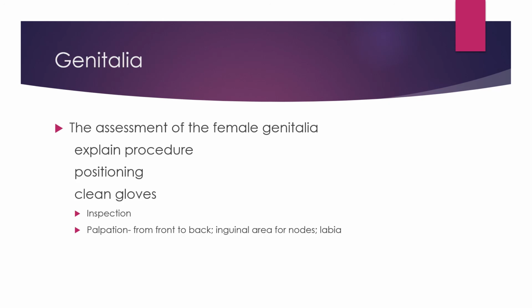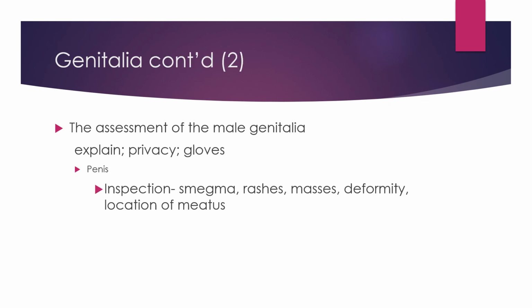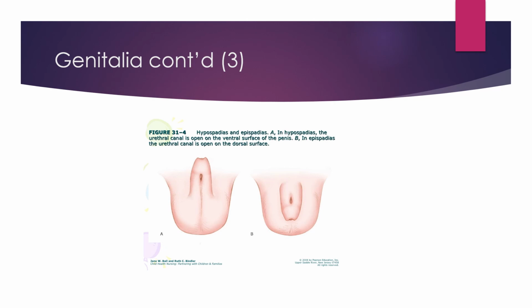During the examination of the genitalia, of course, you'll wear gloves. You would inspect and then palpate from front to back, note any kind of enlargement of the inguinal nodes, note any abnormalities of the labia. In the male genitalia, a hypospadias and epispadias would be an abnormal finding, and you can see these pictures noting the placement of the urethra on the ventral surface in picture A and in the dorsal surface on picture B.